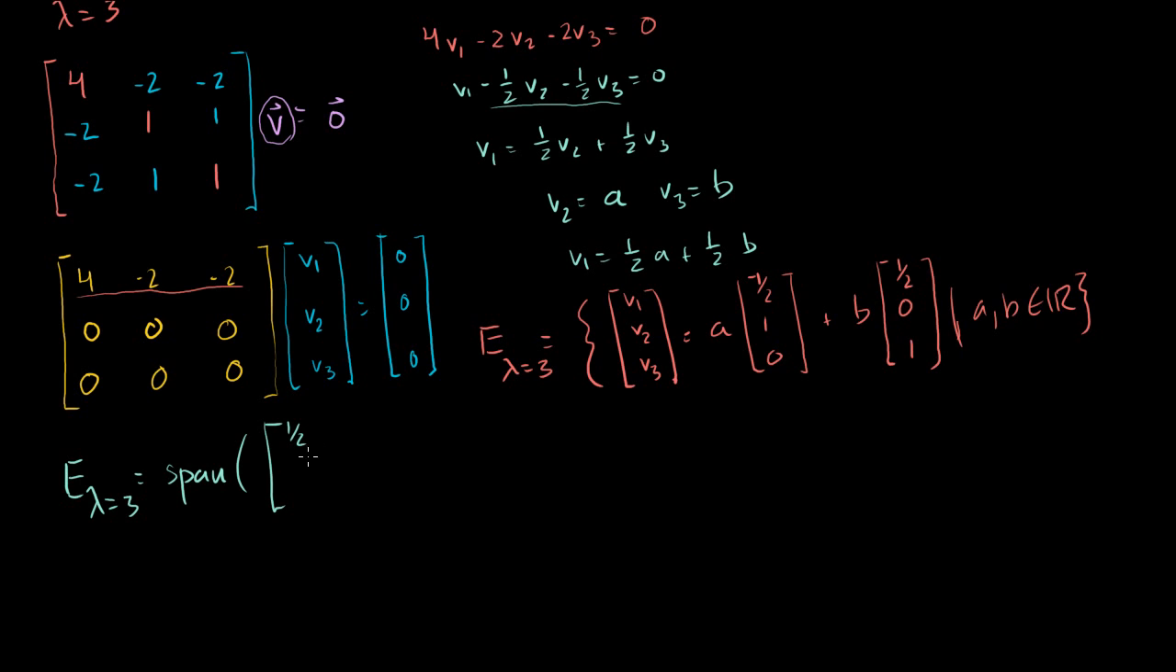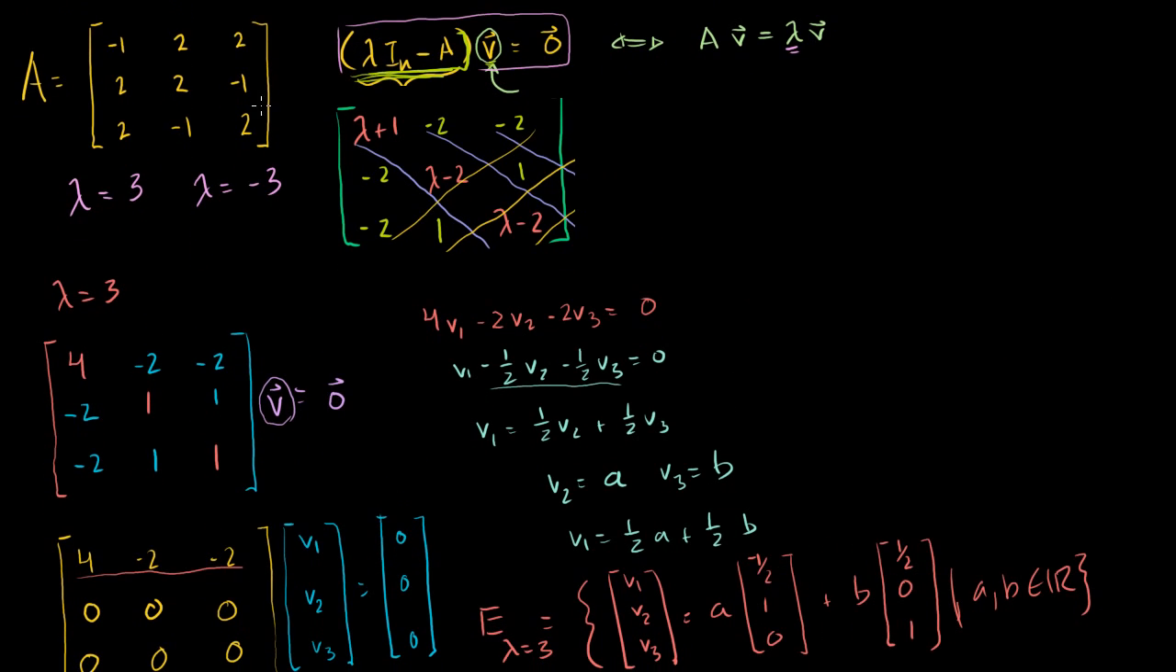So 1 half, 1, 0, and 1 half, 0, 1. So that's only one of the eigenspaces. That's the one that corresponds to lambda is equal to 3. Let's do the one that corresponds to lambda is equal to minus 3.